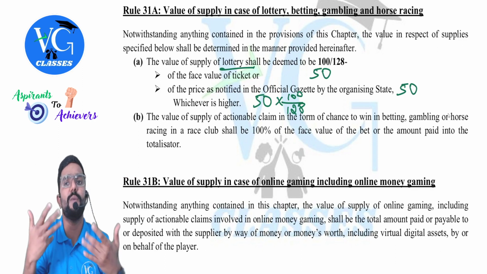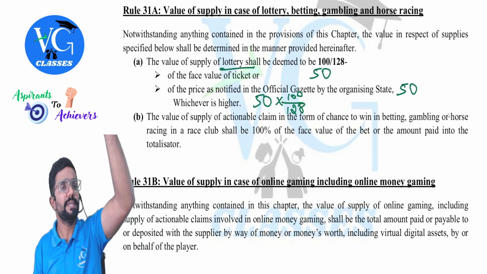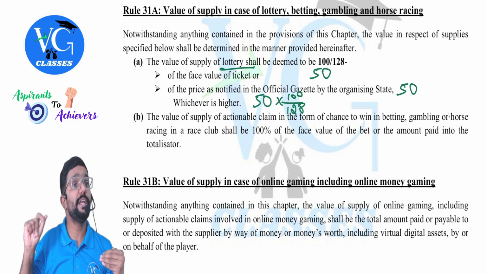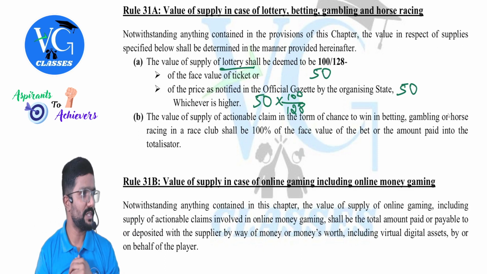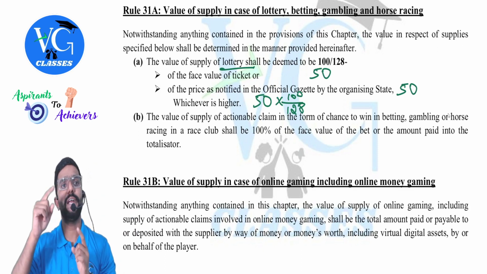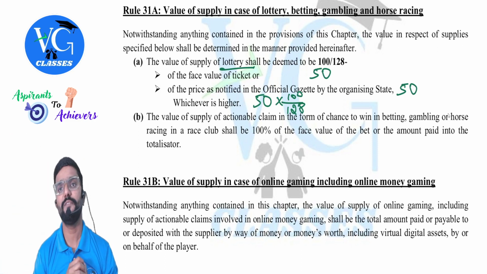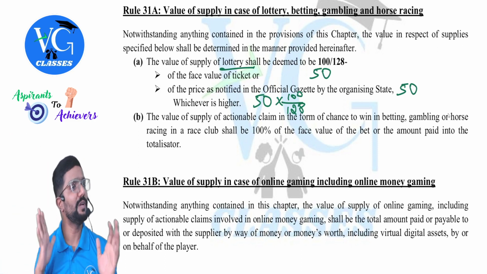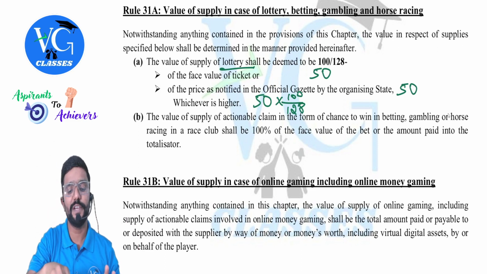Yes, simple. Now assume I want to calculate the GST amount. How is it? Simple. 50 divided by 128 into 28. That will give you the amount of GST. And if it is intra-state, divide it between two, CGST and SGST. And if it is interstate supply, then fully IGST. Is that clear? Yes. Sir, what if these two figures are different?